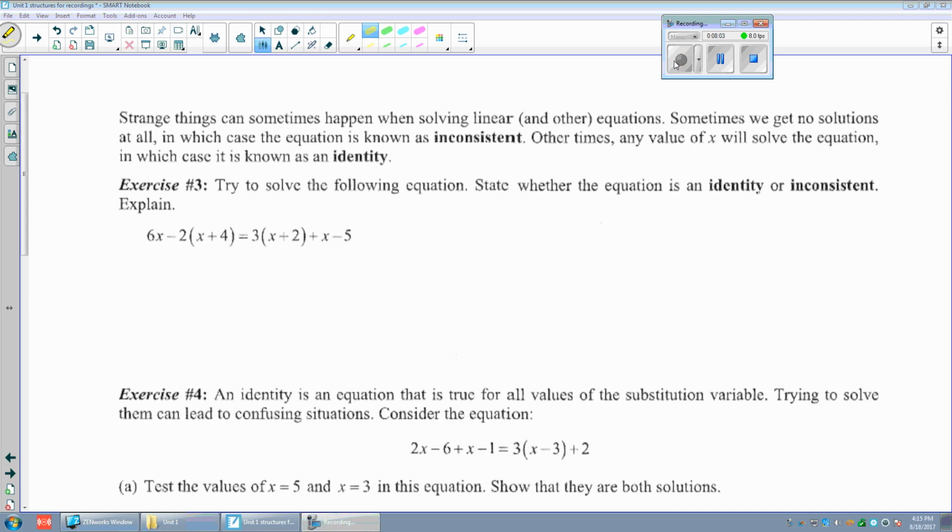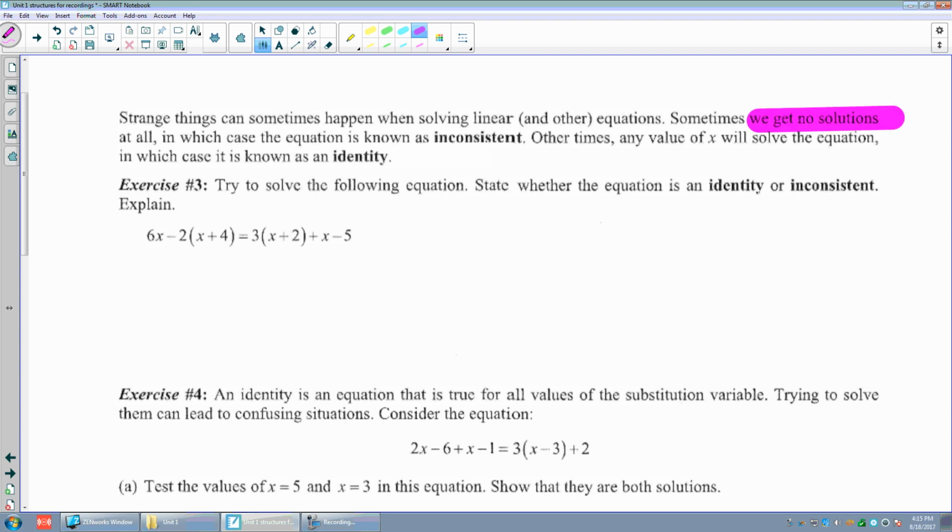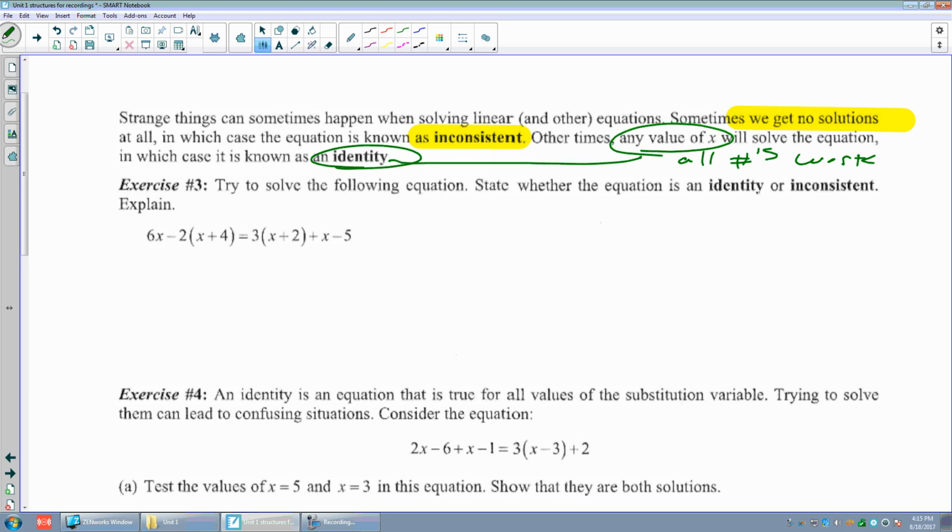Okay, so on the next page, I want you to notice that some strange things can sometimes happen. Sometimes we get no solutions. We get no solutions. In that case, you have to write inconsistent on your text. And other times, we get all solutions. All numbers work. That's called an identity. Don't get those two confused. Inconsistent, nothing works. Now, how do you know if something works or nothing works?